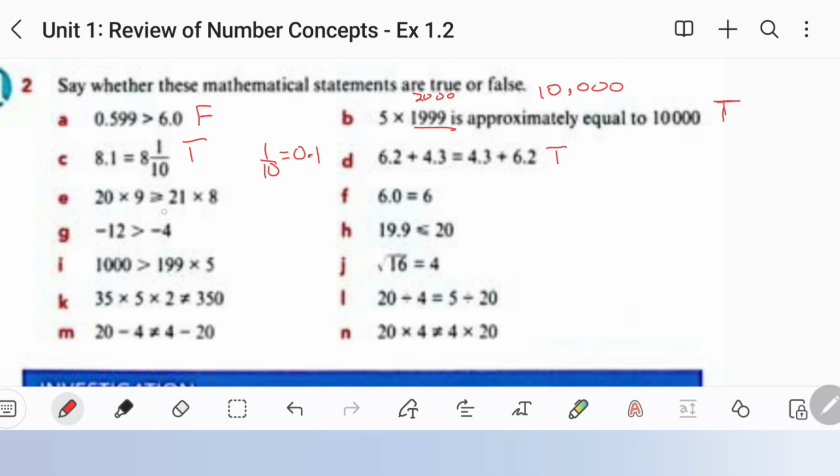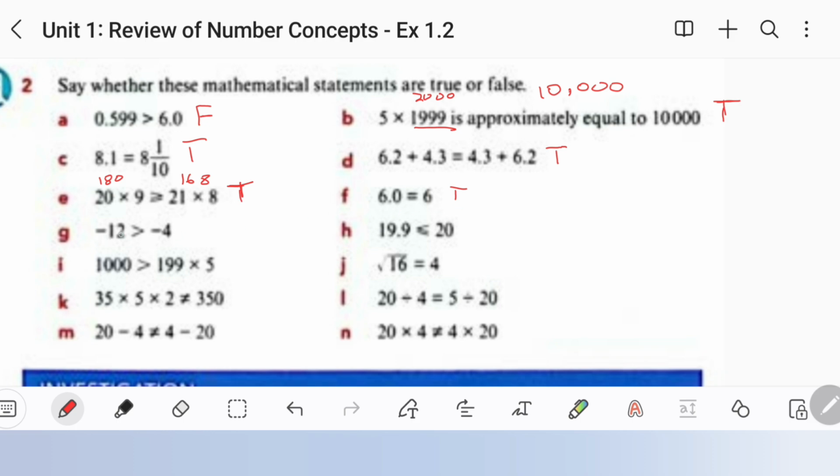So in E they are asking that 20 times 9 is greater than or equal to 21 times 8. So yeah, this is also true. It is not equal to, but yeah, it is greater. Okay, then F is 6.0 is equal to 6. So yeah, this is true. Only in the rounding topic, when we are rounding to the nearest 10, then we cannot say that 6 is equal to 6.0. Other than that, this is a true statement.